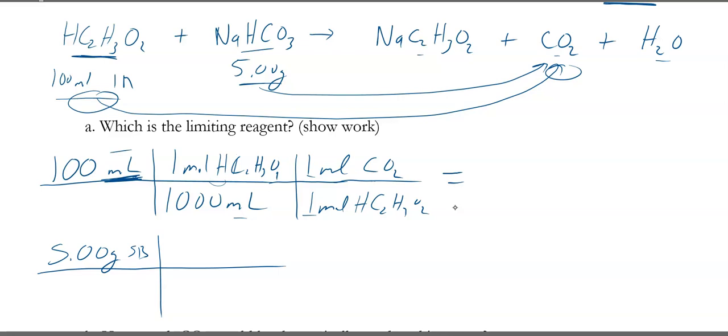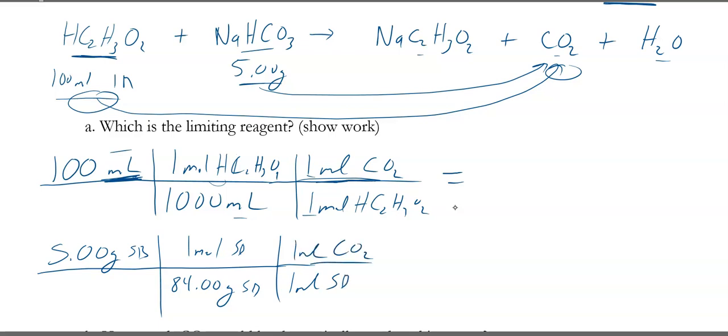Now, how do I go from grams to moles? I need to get to moles so I can use the mole ratio. And here we're going to use the molar mass, which is about 84.00 grams of the sodium bicarbonate is equal to 1 mole of the sodium bicarbonate. And then we need to use the mole ratio to get to CO2, just like we did up here, so we can compare those. And it's 1 mole of sodium bicarbonate will produce 1 mole of CO2. So let's calculate those out real quick and see what we come up with.